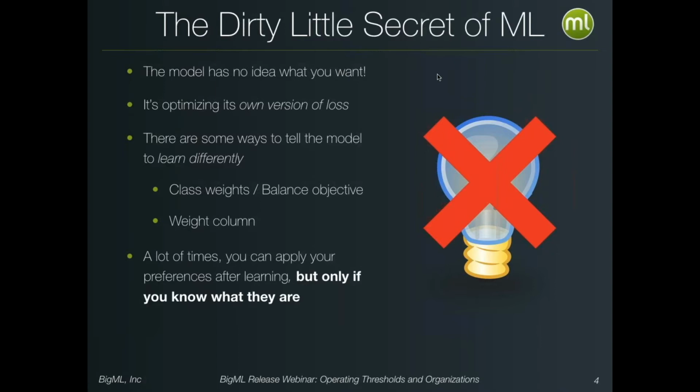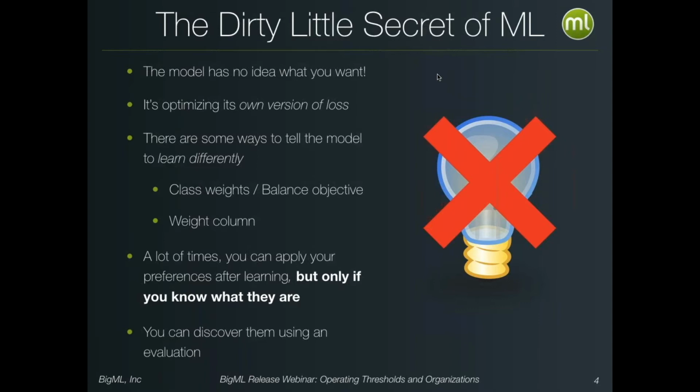So that's good, but that kind of requires you to do this elaborate setup beforehand, right? You have to either specify weights, or you have to know you have a problem where you want the objective balanced. A lot of times you can apply these sorts of preferences after you're done learning, but of course you can only apply these preferences if you know what they are. And so we can discover the preferences we have around these models' predictions using an evaluation.